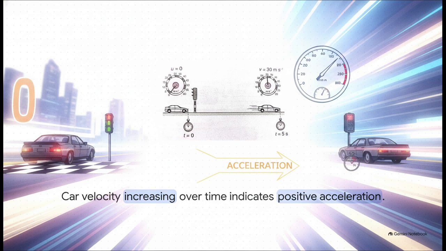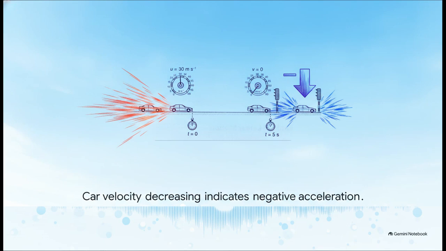It's pretty straightforward. If a car speeds up from a complete stop to 30 meters per second over the course of 5 seconds, that's a positive acceleration. The velocity is actively increasing. Conversely, if that same car hits the brakes, going from 30 meters per second down to 0 over 5 seconds, the acceleration is negative. Its velocity is dropping. In kinematics, we generally call this negative acceleration deceleration or retardation.